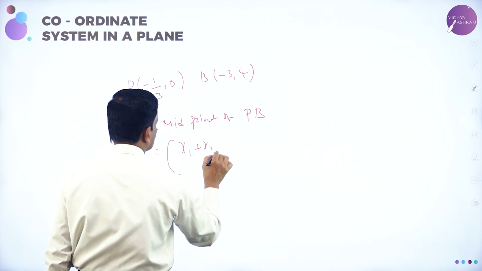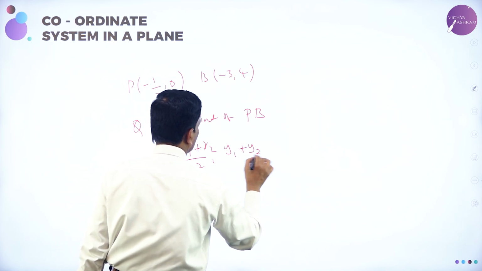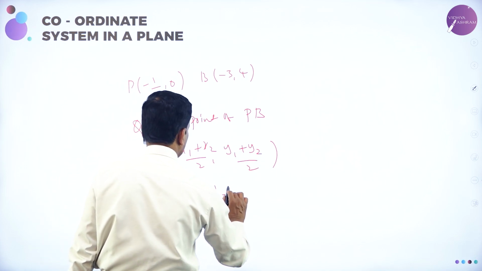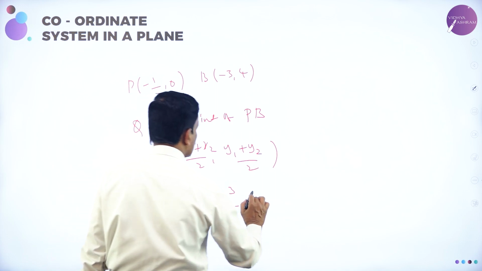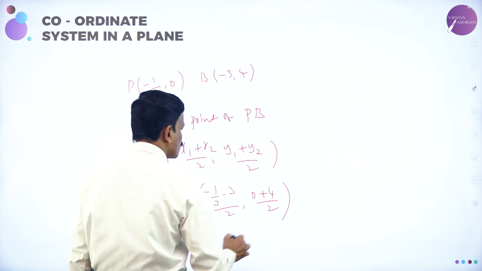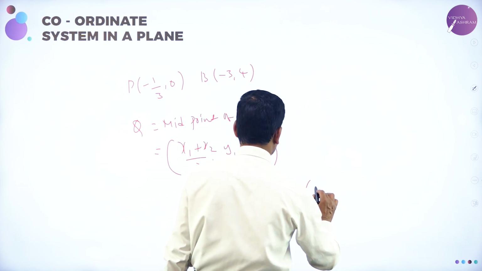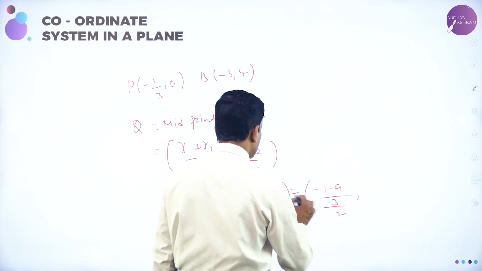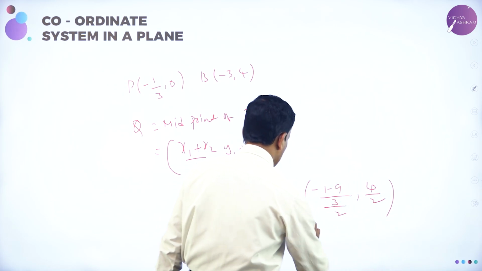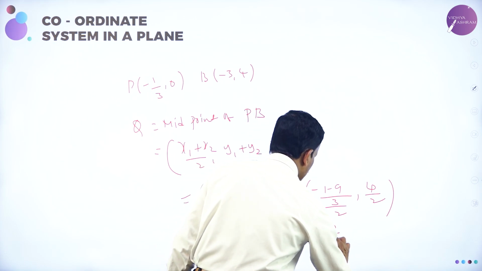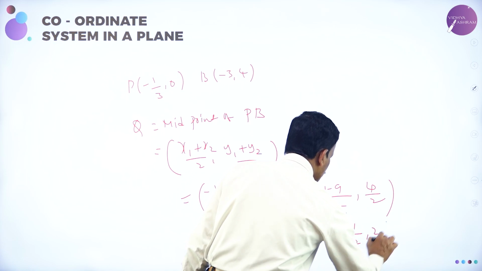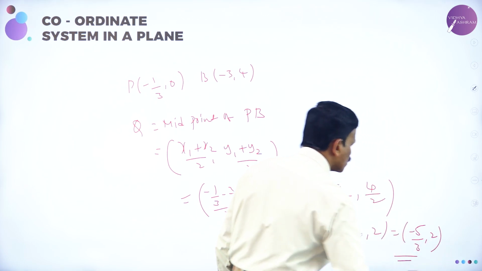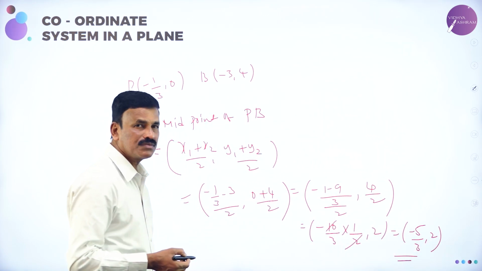Midpoint formula is (x1 plus x2) by 2, comma, (y1 plus y2) divided by 2. This is equal to x1 is -1 by 3, minus 3, divided by 2, comma, y1 is 0 plus 4, divided by 2. So this is equal to, take LCM, (-1 minus 3 3s are 9) divided by 3, whole divided by 2, comma, 4 divided by 2. So this is equal to -10 by 3 into 1 by 2, comma, 2. So 2 5s gets cancelled. This is equal to (-5/3, 2). That's all. (-5/3, 2) is the other point of the trisection.